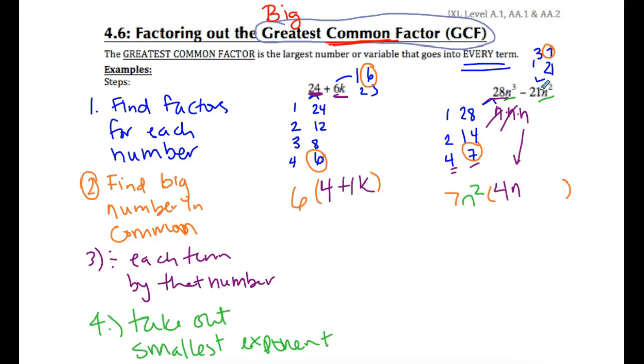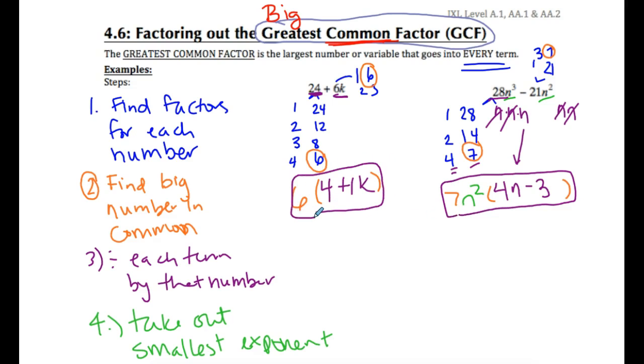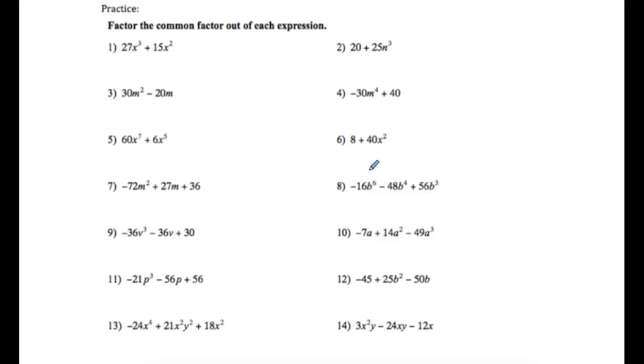Negative 21 divided by 7 is negative 3. N squared means 2 n's. If I take both of those out, I'm left with nothing. So this is what we're looking for. Our final answer should be an expression, but it's going to have most likely a parentheses in it. So let's go ahead and do some practice problems.